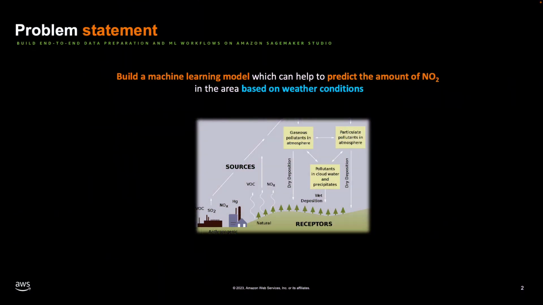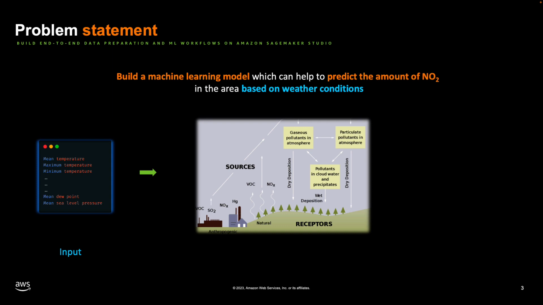Before we jump into the demo, let us define the problem statement. Let's say we are given a project to build a machine learning model which can help to predict the nitrogen dioxide, or NO2, concentration level in the city based on that city's weather conditions. So the input data would contain information like mean temperature, max temperature, minimum temperature, and so on. And finally, we need to build a machine learning model which can predict the NO2 concentration level.